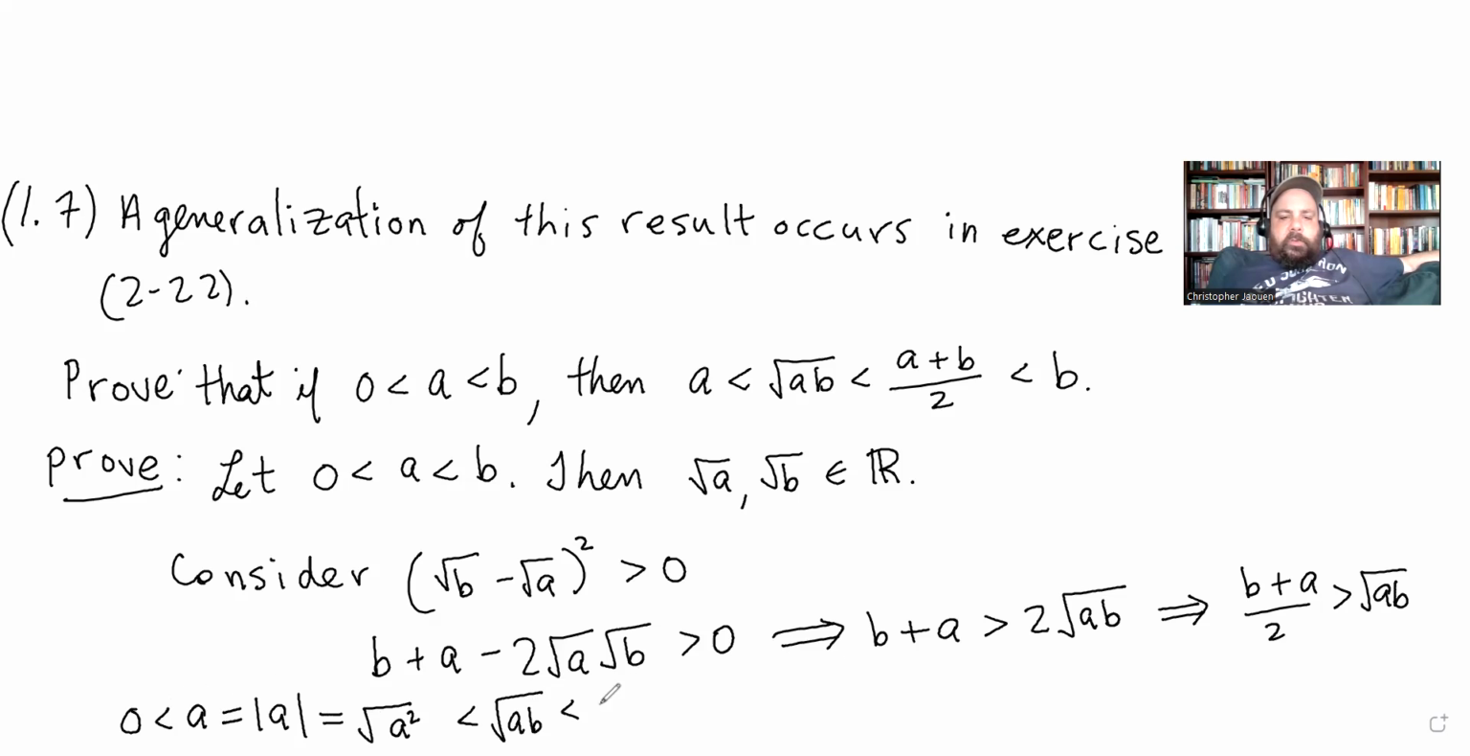And we already just proved that this is less than B plus A over 2. And this is less than B plus B over 2, which is the same thing as B. All right, that proves the triple inequality. That's 1.7.